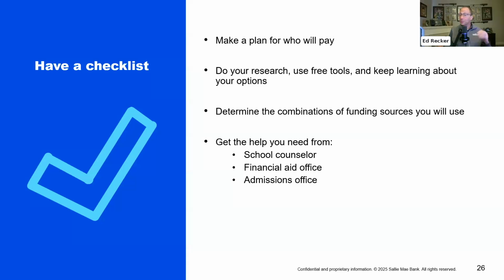And then lastly, get the help you need. If you have questions, there are resources out there, and I'm talking human capital. School counselors are fantastic when it comes to scholarships. The financial aid office will absolutely help walk you through any type of funding questions you may have. And admissions offices may also help you if you have something like a financial aid appeal or if there are institutional scholarships or funding options available.